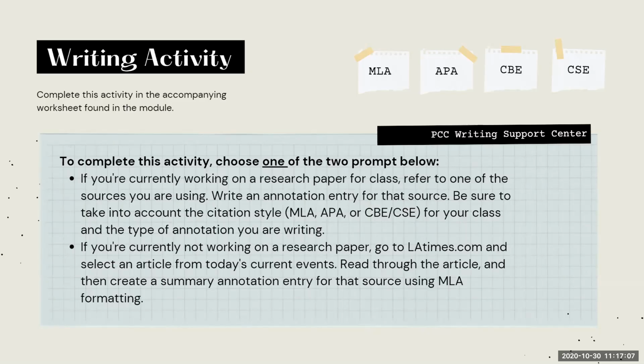So, are you going to be using a summary? Are you going to be using informative, indicative, critical, or evaluative? Take that into consideration when you're writing the annotation. If you're currently not working on a research paper, go to latimes.com and select an article from today's current events. Read through the article and then create a summary annotation for that source using MLA formatting. So if you're not working on a research paper, you're just going to select an article and read through it and provide a summary.